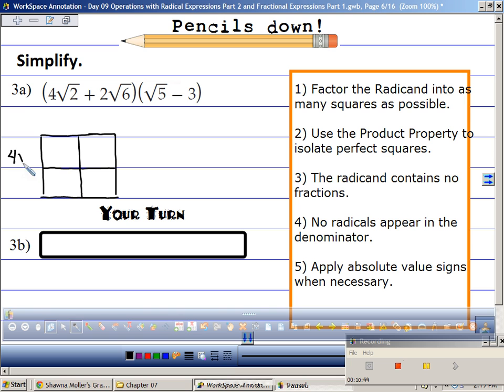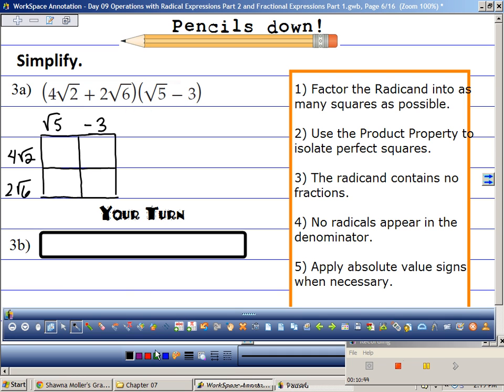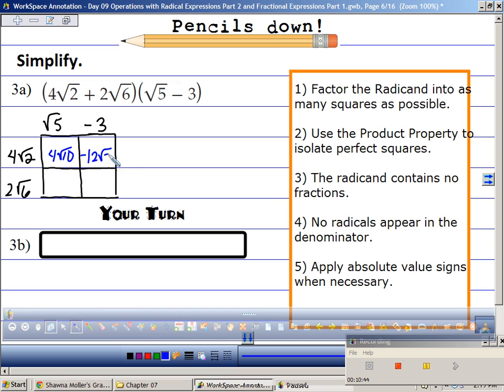So this is 4 root 2 and 2 root 6, and I'm going to multiply that by root 5 and negative 3, which gives me 4 root 10, right? I'm just setting it up so I can use a multiplication chart. 4 times negative 3 is negative 12 root 2. 2 root 6 times root 5 is 2 root 30. And 2 root 6 times negative 3 is negative 6 root 6. This is why I like the box, because it just puts lines there so I can look at them individually and not get lost. You know what I mean?